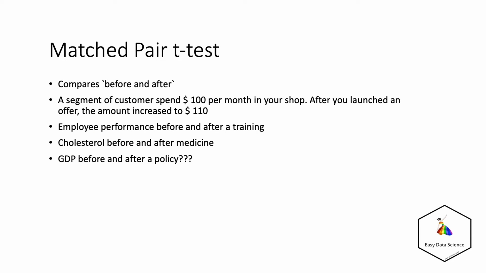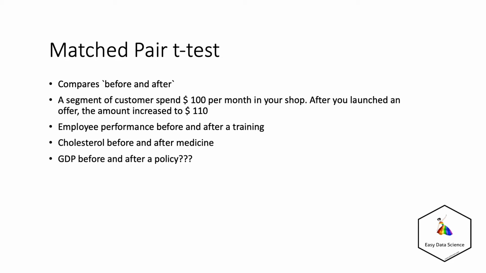To continue our discussion on hypothesis testing from the last video, let me introduce you to what is known as the matched pair t-test. Often there is a requirement to compare before and after. For example, if you have a segment of customers who spend, let's say, $100 per month in your shop, then you decide to launch an offer targeted specifically towards that segment, and you notice that the amount has increased to 110.